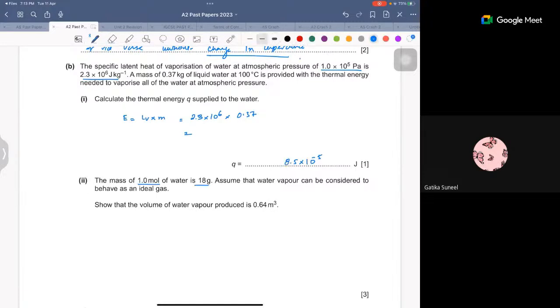So the mass of 1 mole of water is 18. Assume the water vapor can be considered to be an ideal gas. Show that the volume of water vapor produced is this much. The number of moles is given by mass in grams over Mr, and N over N_A, the number of particles over Avogadro's constant, right? So you have 1 mole, and this is water. 8.5 times 10 to the power 5. This much, Radhika? Yes, sir. Okay, all right, fine.